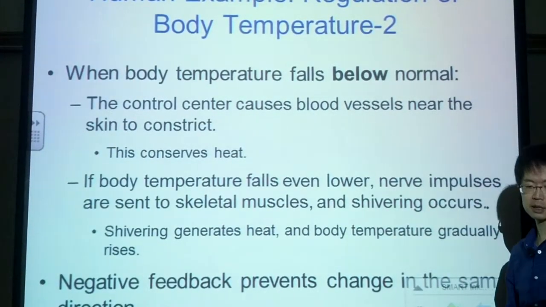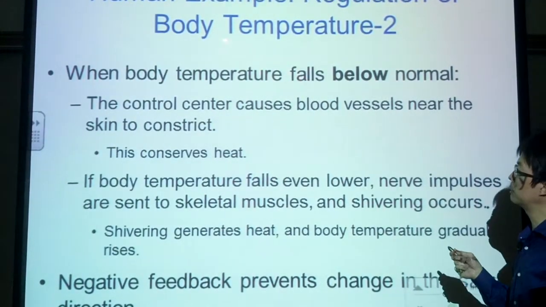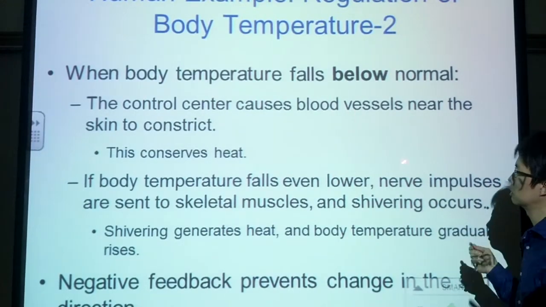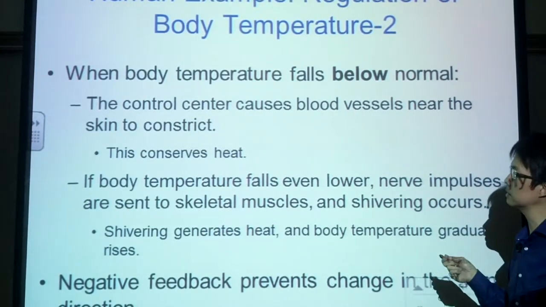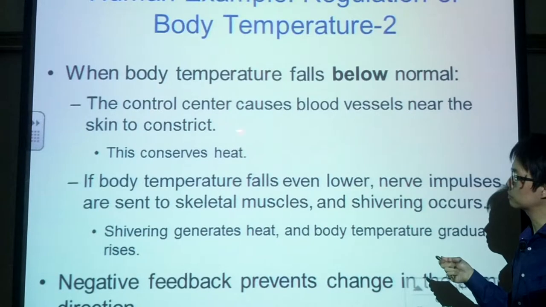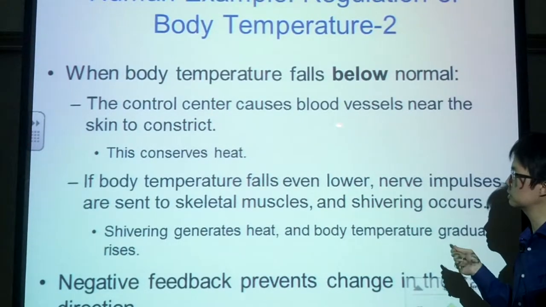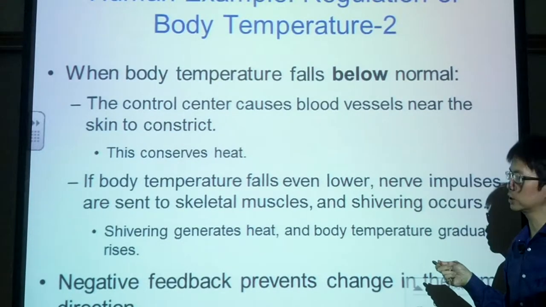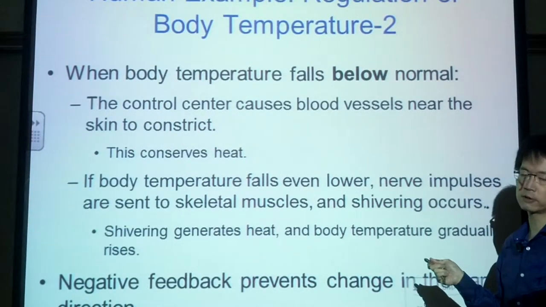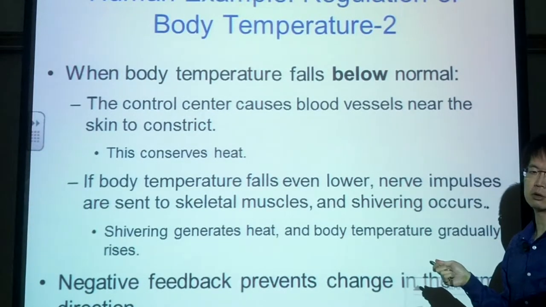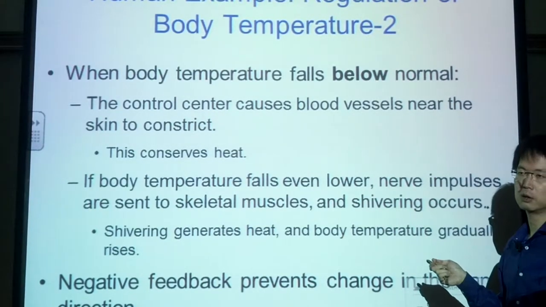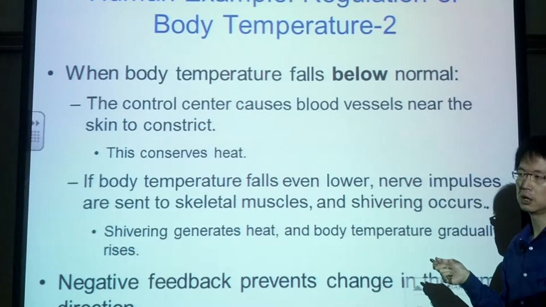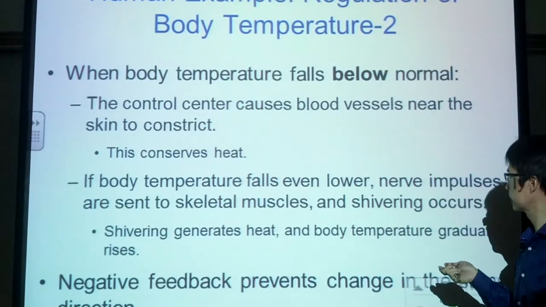On the other hand, in winter time, if our body temperature falls below the normal 37 degrees Celsius, the hypothalamus will cause the blood vessels near the skin to constrict. We call this vasoconstriction. This will reduce blood flow to the surface of the skin, and it will reduce heat dissipation to the surrounding environment.